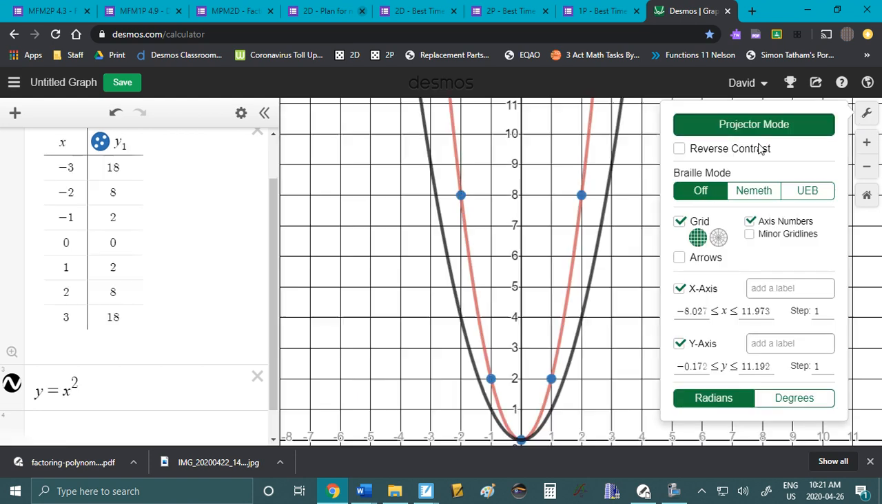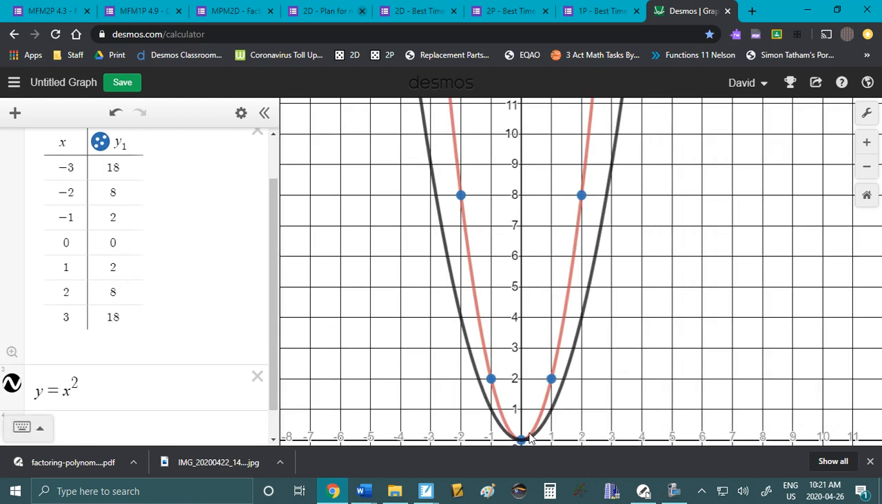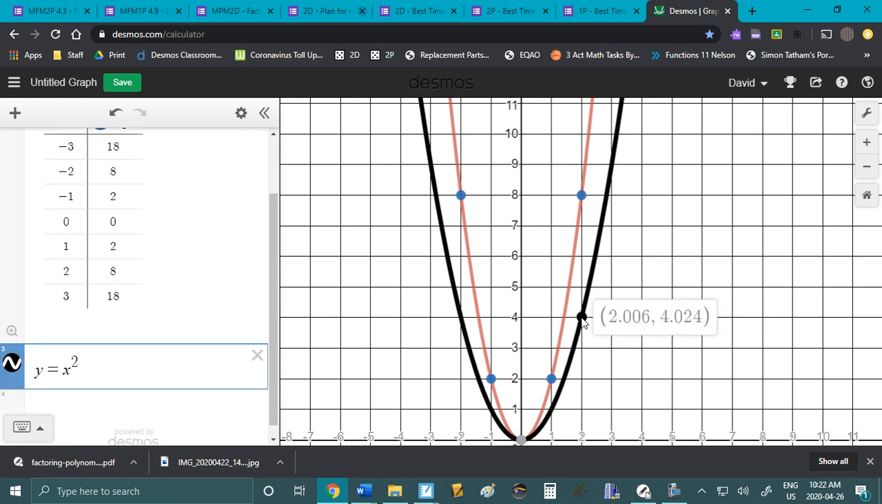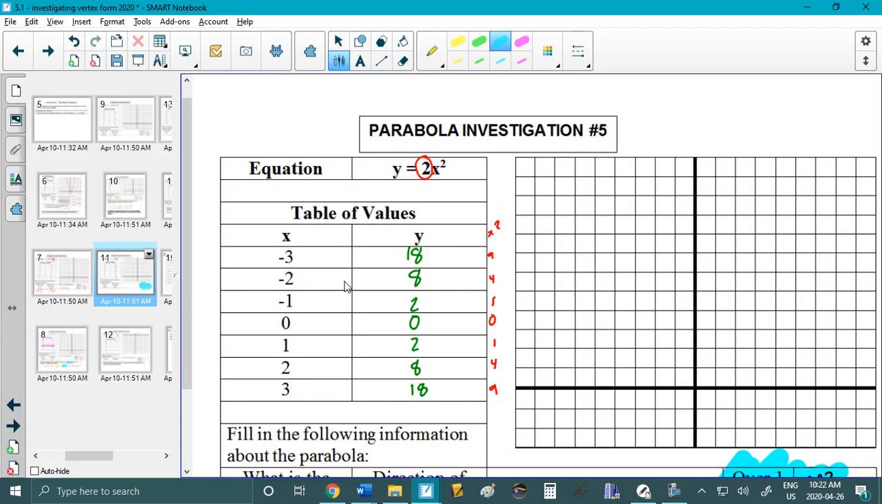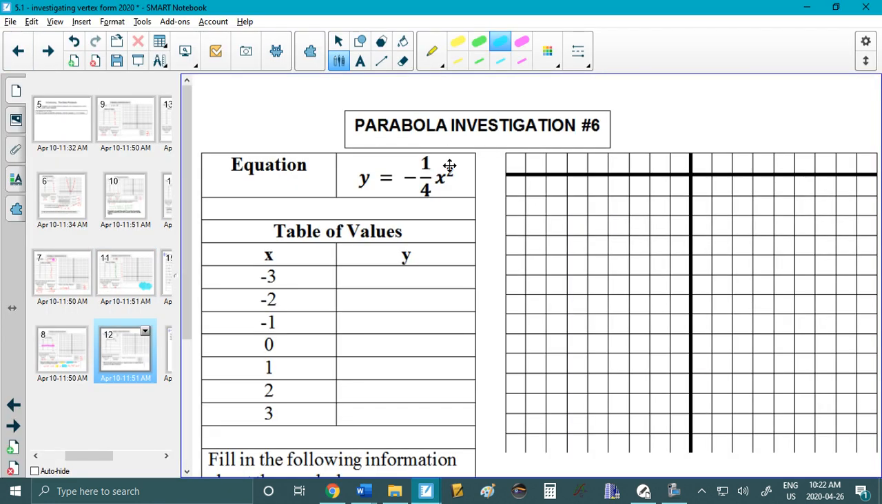And what you'll see is that our new parabola goes up twice as fast. Each y value from 4 to 8, 1 to 2 has been doubled. And if you double 0, of course, you still get 0. Okay, so let's do the second one.